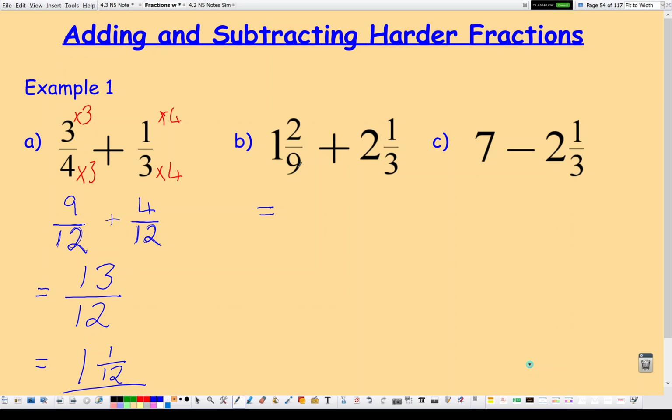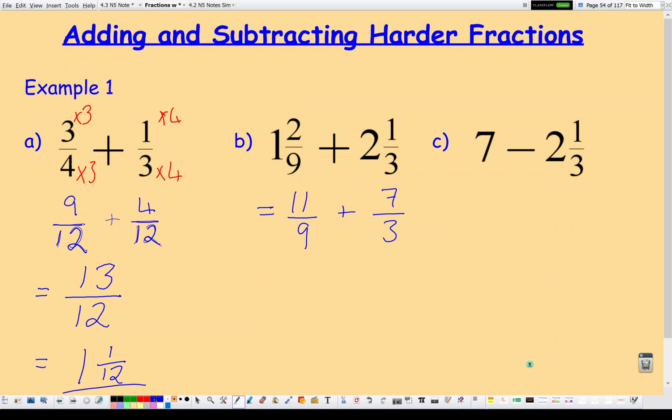It's going to be ninths on the bottom and thirds on the bottom, because what we're doing right now is just converting it to improper. So the denominator never changes when we do that. So the numerator comes from 9 times 1 is 9 plus 2 is 11, and 3 times 2 is 6, add 1 is 7. So I've not done any equivalent fraction work yet. All I've done is converted between a mixed number and a top heavy fraction.